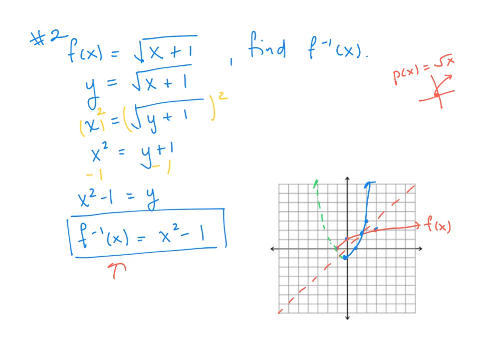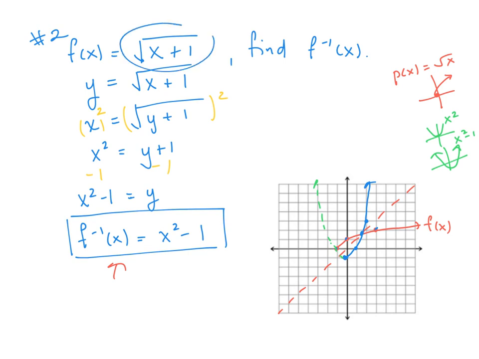And this is the graph of x squared minus 1, right? It's just x squared, which is a parabola, shifted down 1 unit. But we don't graph the whole thing because we only want to graph the part that is a reflection of the original function. So that means we're going to talk about the domain and range.